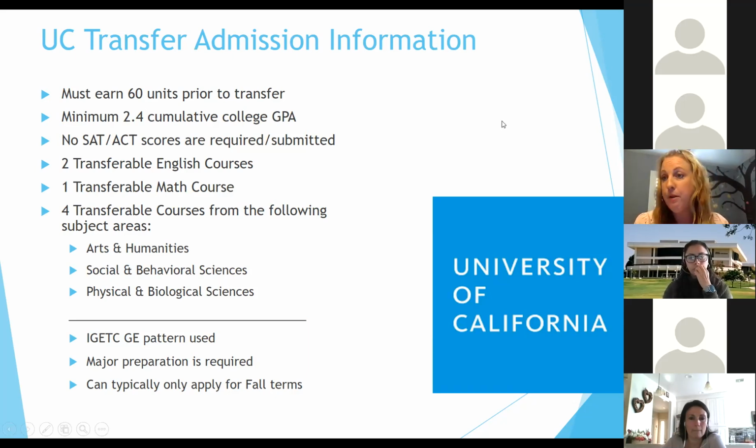A minimum 2.4. That's obviously going to vary by UC campus and by major at each UC campus, but that's just a minimum. And that's a college GPA. So it's really important to understand your high school GPA will not be looked at as part of the UC admission. It's literally your college work, and I'll talk more about that in a little bit.